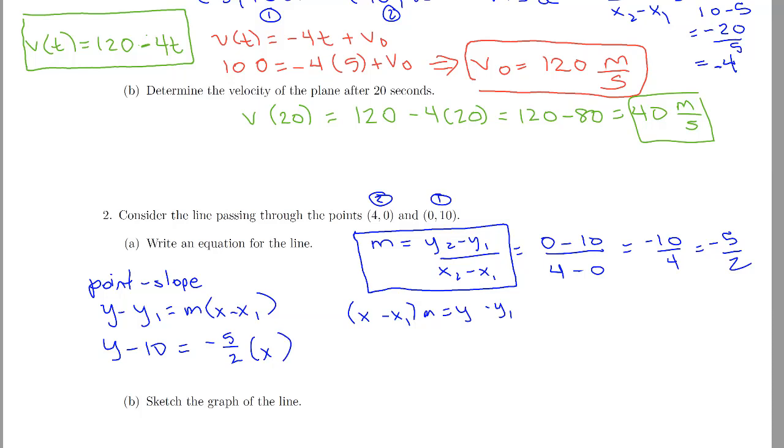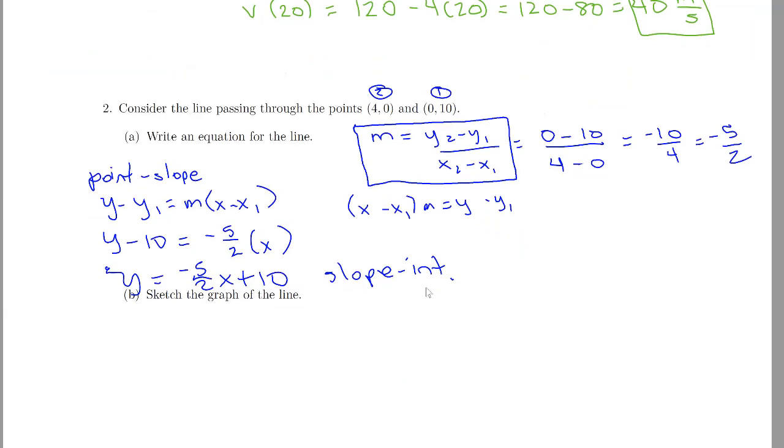And, easy enough, I can change it into slope intercept for this one, because I just add 10 to both sides and I'd have, so this is point slope, and y equals minus 5/2 x plus 10 is slope intercept. But it doesn't matter which one you use, because it just says write an equation. Both of them are equations. Whichever you like is fine.